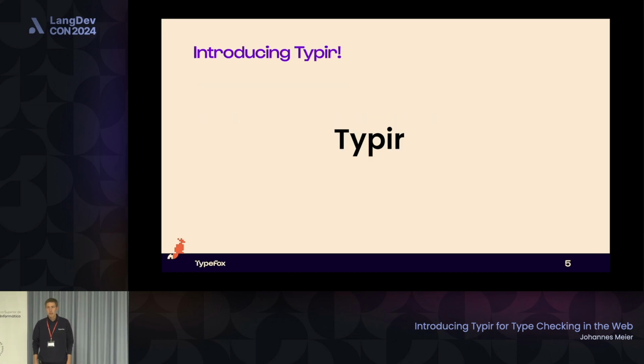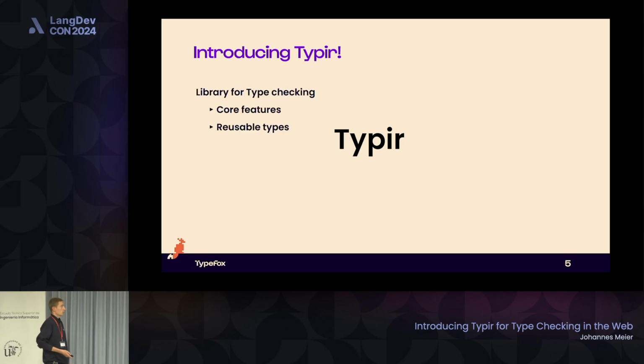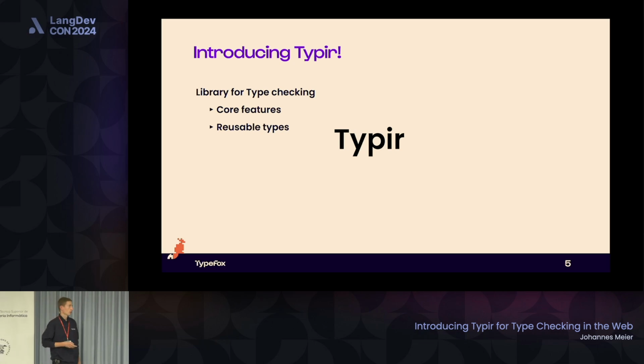That's the reason why we introduced Typir, which is a library for type checking. And the main idea is two things. We provide some core features like checking assignability, doing validations, doing type inference, and so on. And the other part is that we provide reusable types which often occur, like primitive types, function types, class types, generics, and so on.